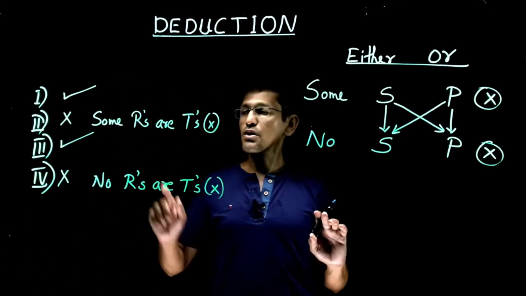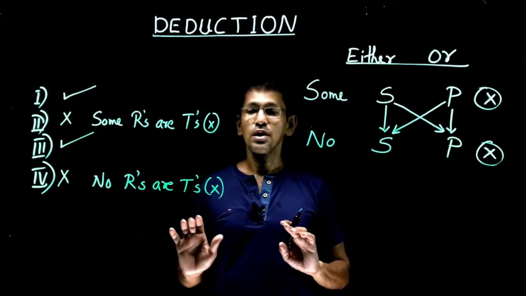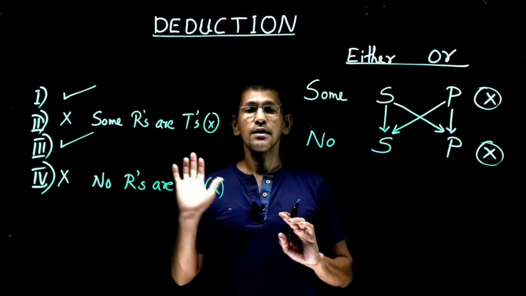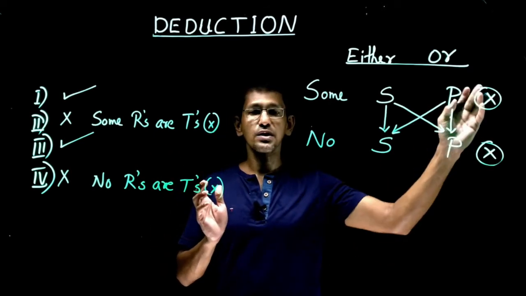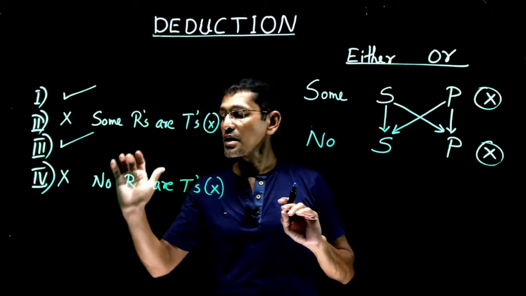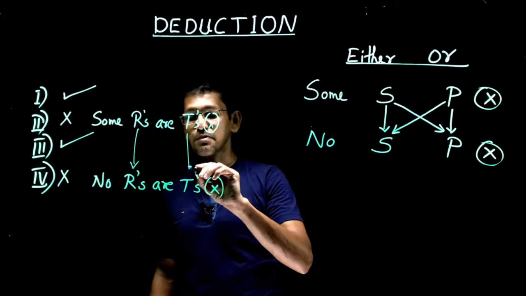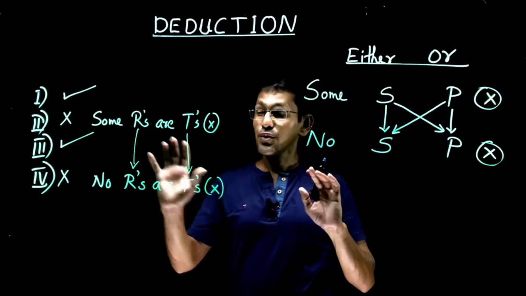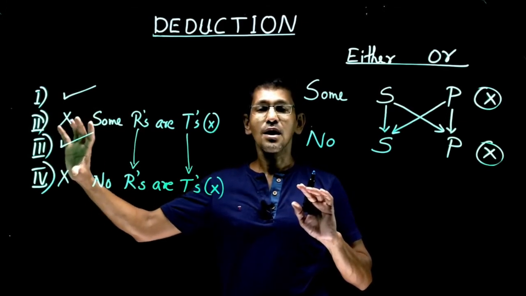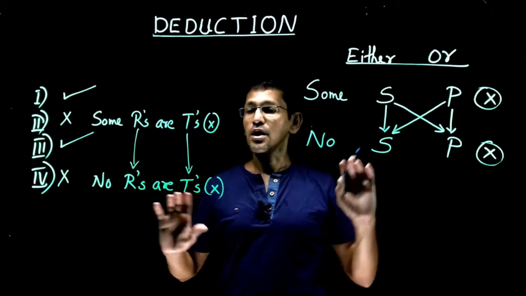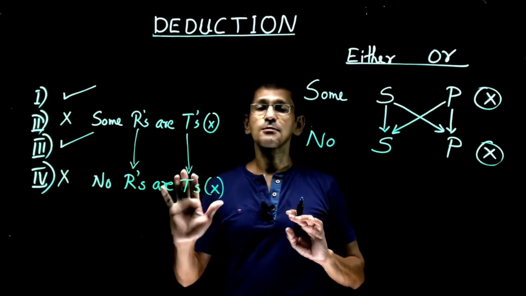And again, this fourth conclusion doesn't follow. So we have two conclusions which do not follow, conclusion number 2 and conclusion number 4. Is it an either or pair? How do we check it? Both conclusions do not follow, that is the first condition. One is some, the other conclusion is no. Subject is subject, predicate is predicate. So in this case, conclusion number 2 and 4 satisfy all the conditions for either or pair. Both do not follow. One is some, the other one is no. Subject is subject, predicate is predicate.